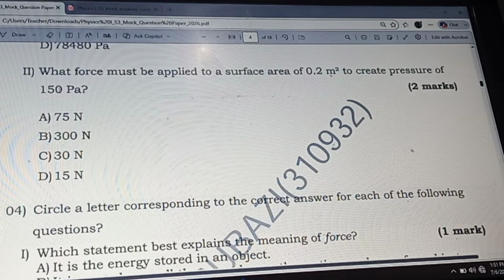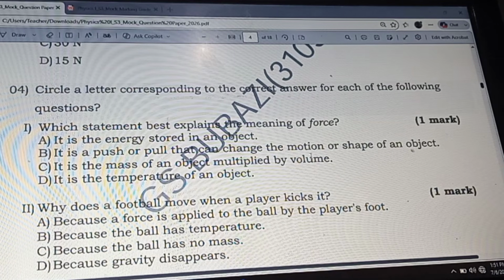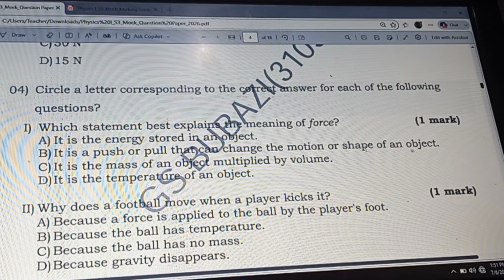Let's continue today. Circle a letter corresponding to the correct answer for each of the following questions. I. Which statement best explains the meaning of force? A. Force. It is energy stored in an object? No. B. Force is a push or pull that can change the motion or shape of an object? Yes.